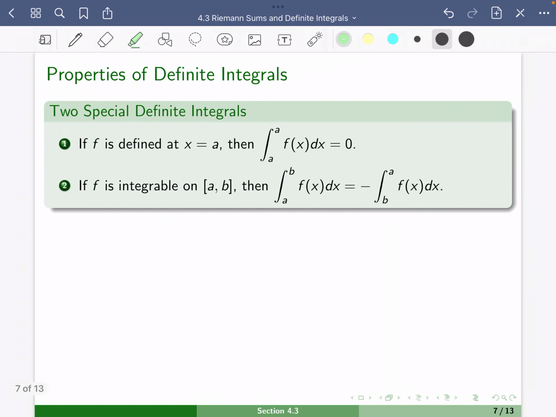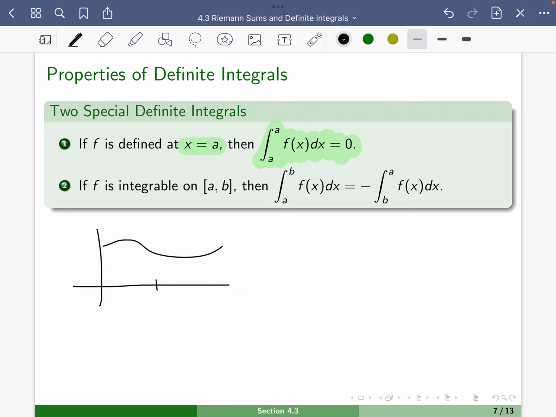Our next two properties are two special definite integrals. If f is defined at x equals a, then the integral from a to a of f of x dx is 0. You could kind of make some sense of this. If this is our value a, we're asking how much area is under that one value, and there's no width to that. It's not two-dimensional, it's just one-dimensional, and so we don't have this two-dimensional area.